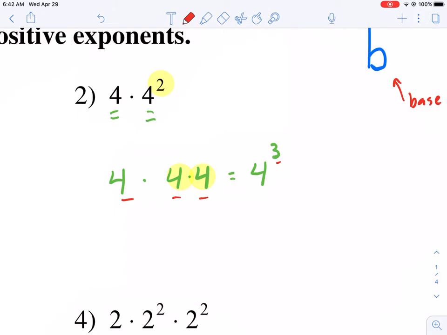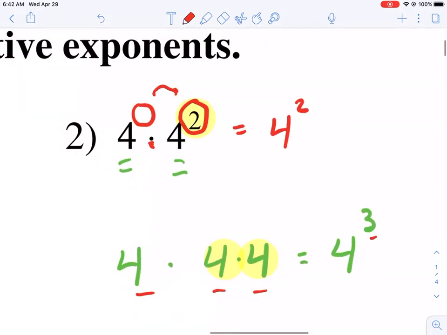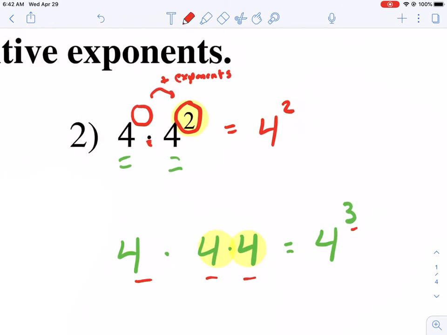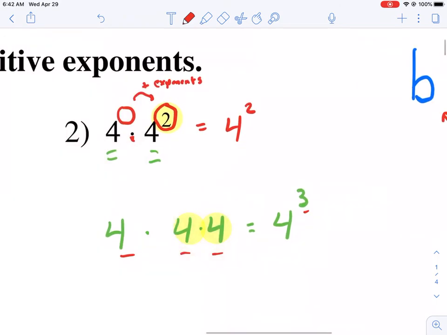Now, a common mistake I would see is someone would write 4 to the second power, because the rule with multiplying like bases is you add the exponents. So if we have multiplication, you add the exponents. And that's with multiplication of like bases only.